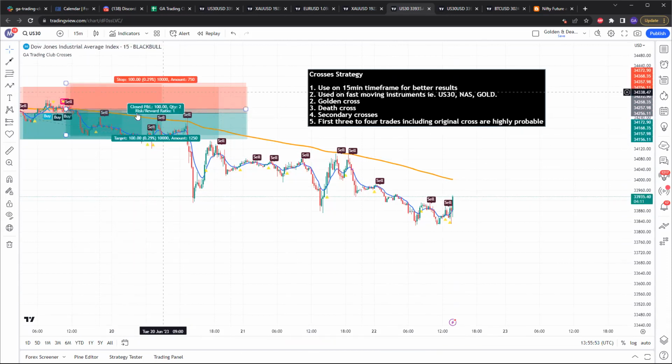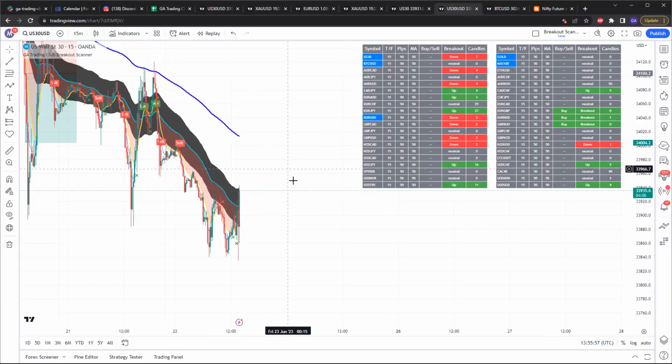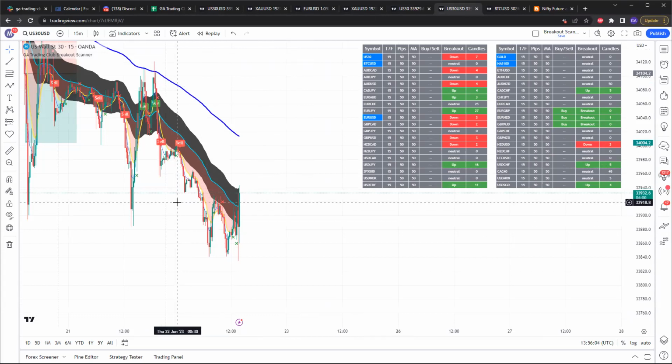The other way, you can use the golden crosses indicator in tandem with the breakout scanner. So breakout scanner is my second favorite indicator that we have. For this one, I would say it has like an 80% win rate, at least 70 to 80% win rate, which is pretty high.